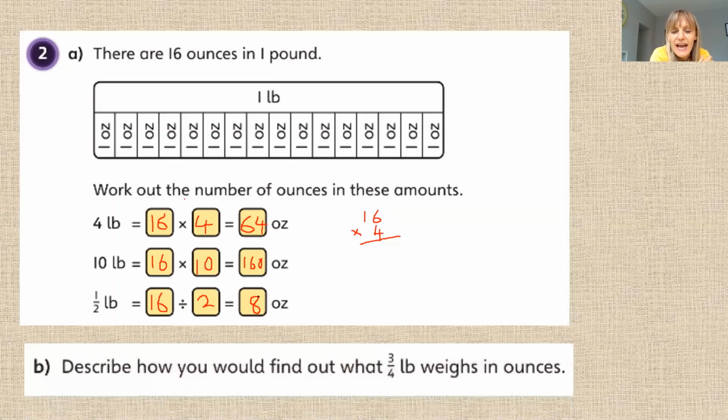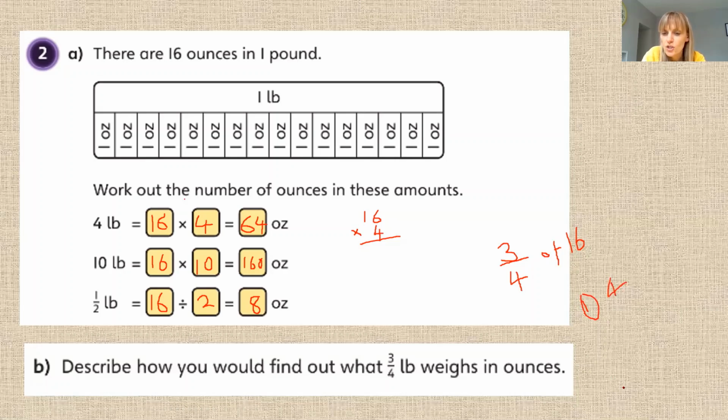All right, part B, how would you work out what 3/4 of a pound weighs in ounces? If we're working out 3/4 of something, we want to know what 3/4 of 16 is. It's like a two-step problem, isn't it? So you divide by the denominator first. So we do 16 divided by 4, which is 4, okay?